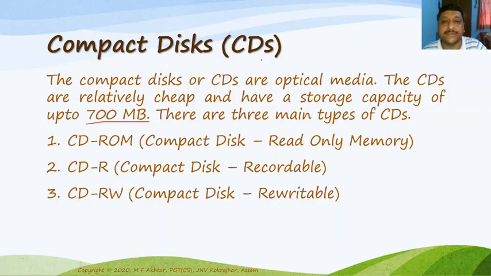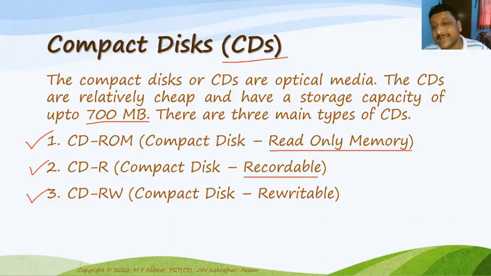How much is the capacity of a CD? 700 MB. There are three main types of CDs. First is CD-ROM, then CDR and CDRW. All are CDs but with different writing technology. CD-ROM is read-only memory, meaning once data is written we cannot modify the contents of the CD-ROM. And compact disc recordable, what is this? It is a blank CD. A blank CD is known as CDR, and once we store some data on a CDR, it becomes CD-ROM.